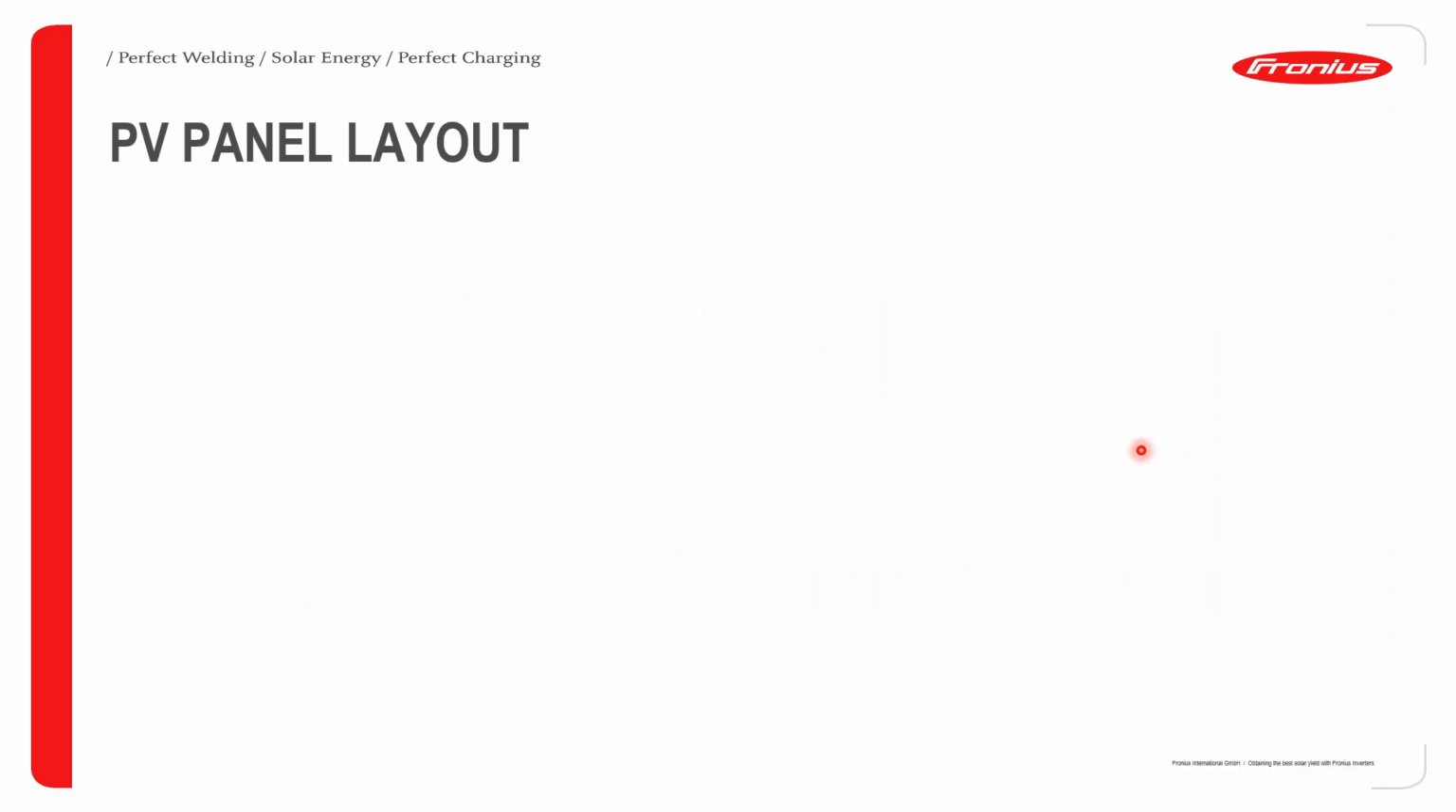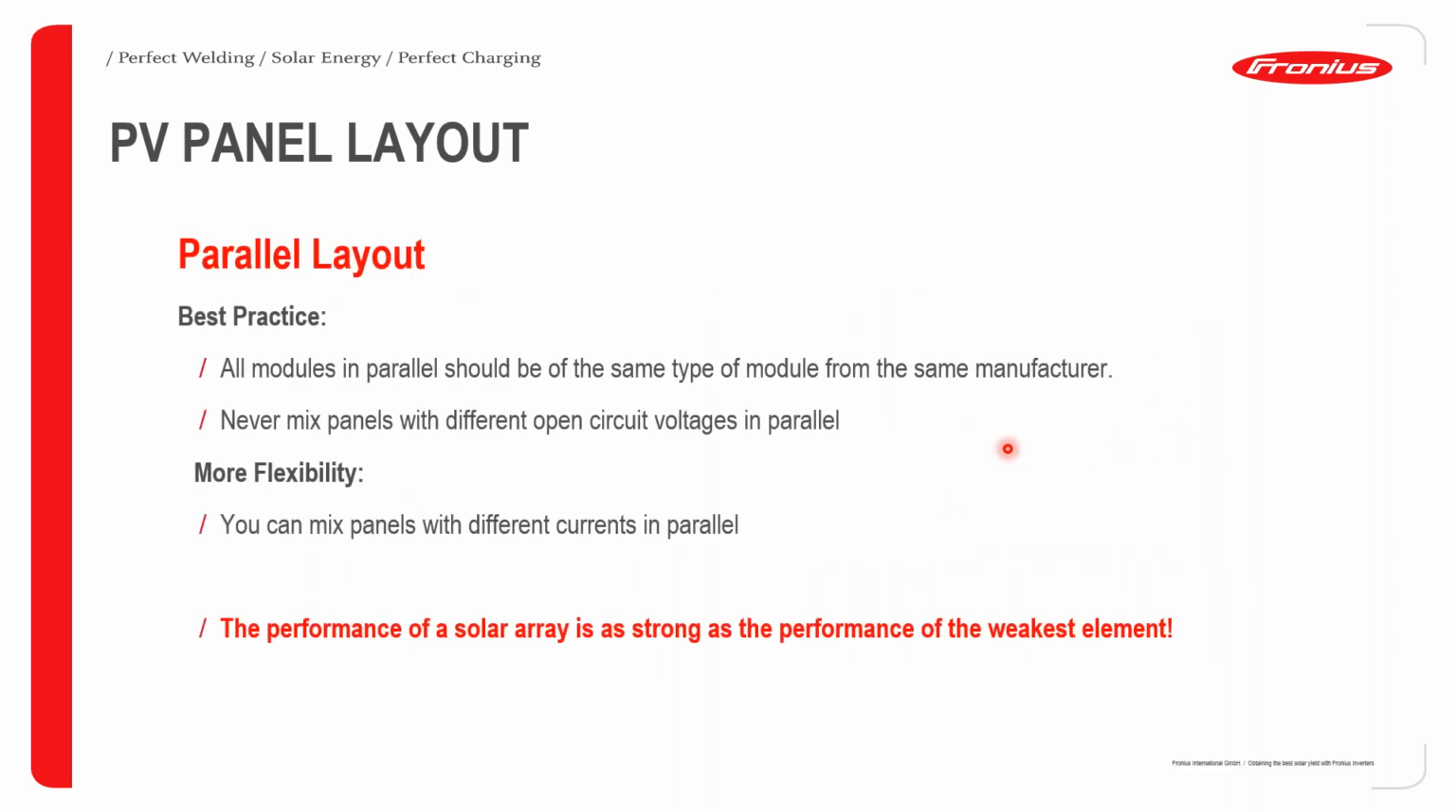Okay, so going forward, let's now look at the parallel layout. So the best practice for parallel circuits is that all modules in parallel should be of the same type of module from the same manufacturer. So it is advised that we should never mix panels with different open circuit voltages in parallel, of course. For flexibility, we can mix panels with different currents in parallel. Also note here that the performance of the solar array is as strong as the performance of the weakest element in that particular circuit or string.